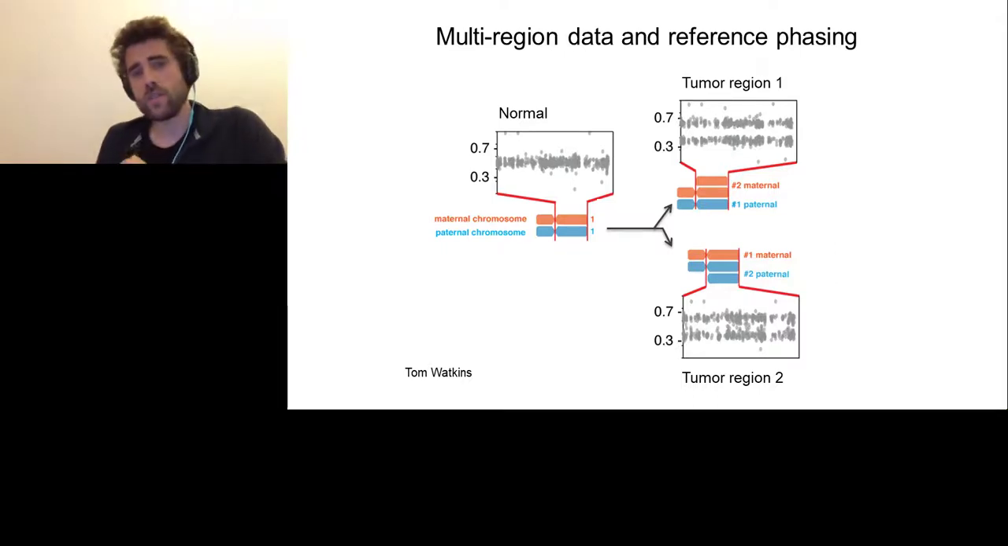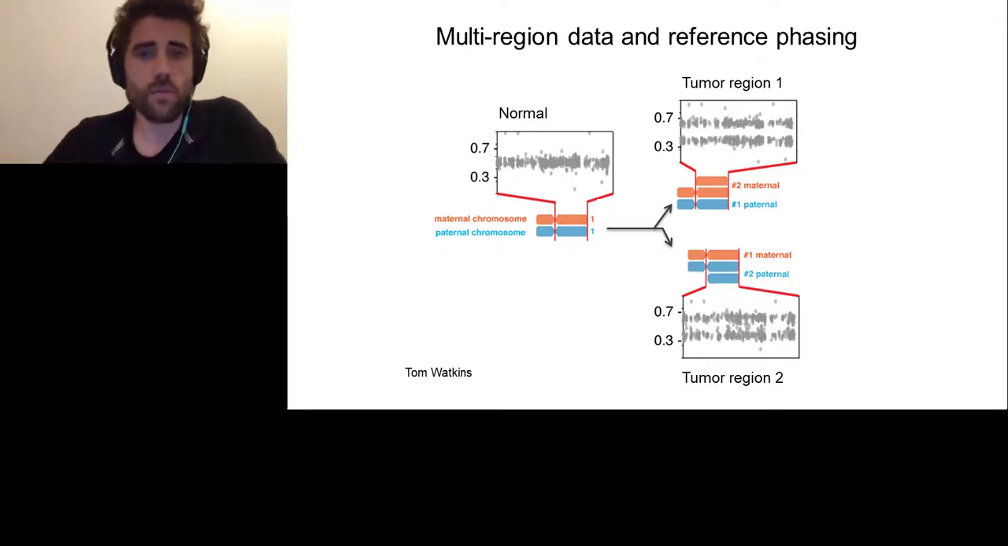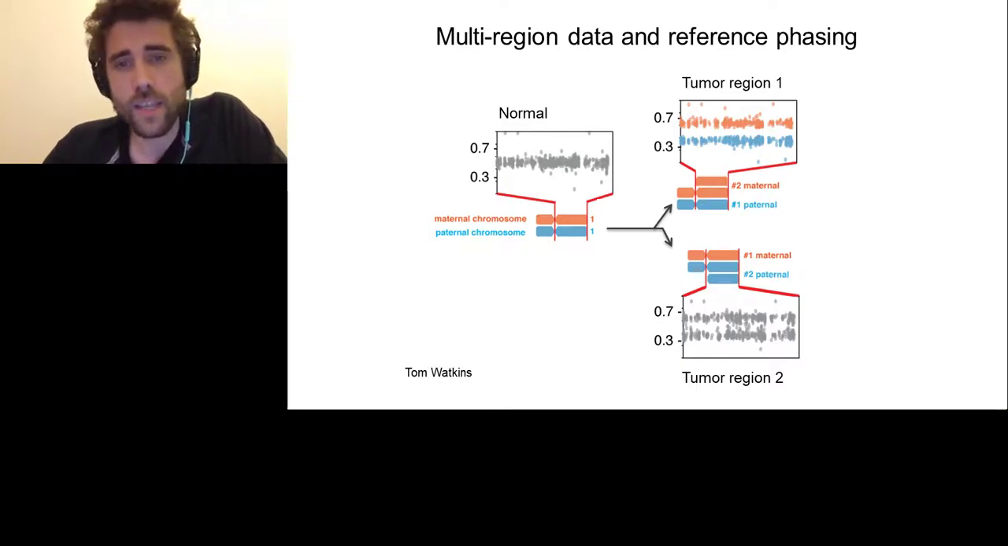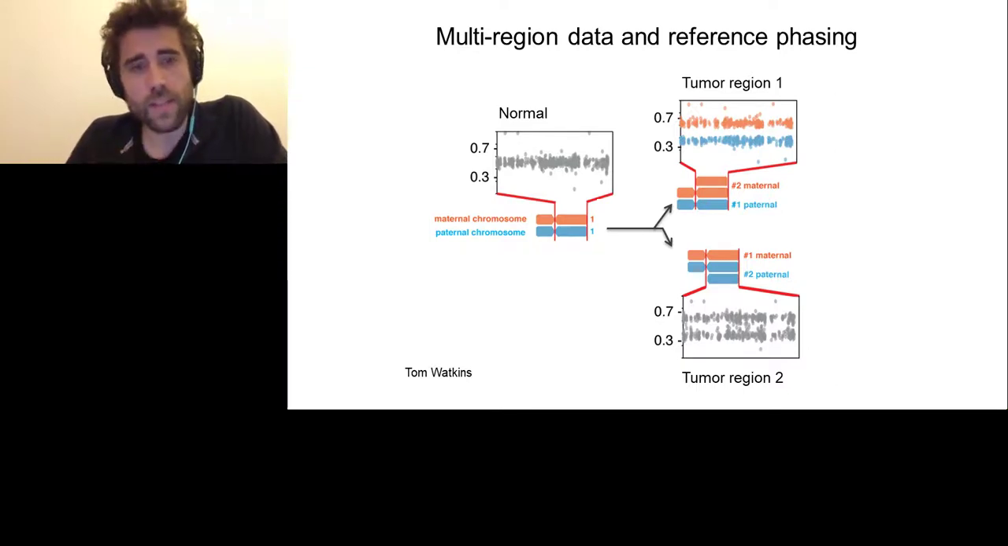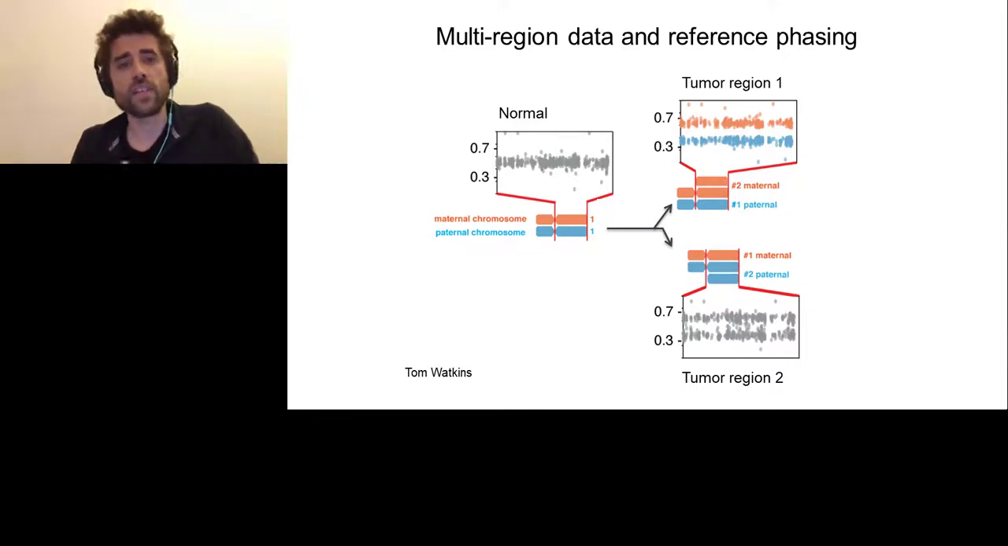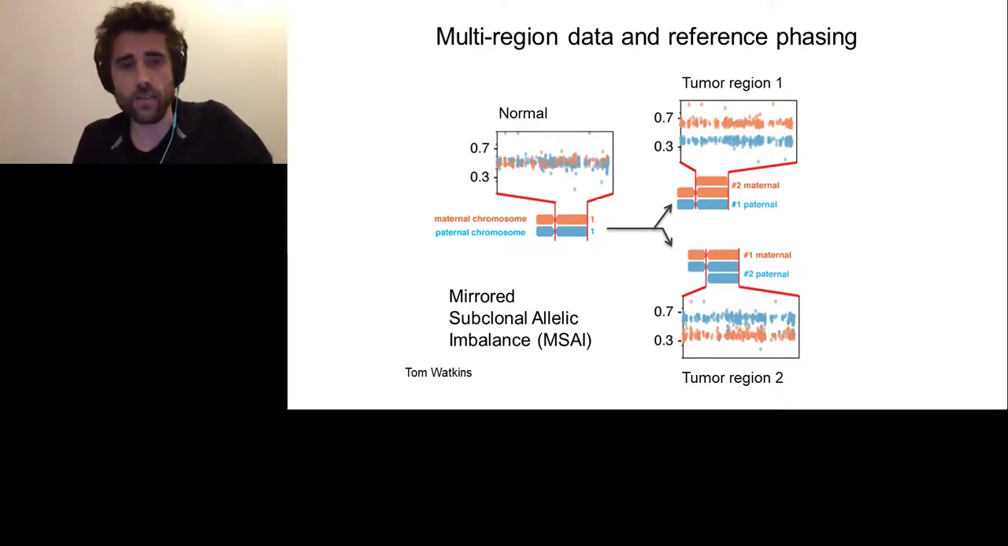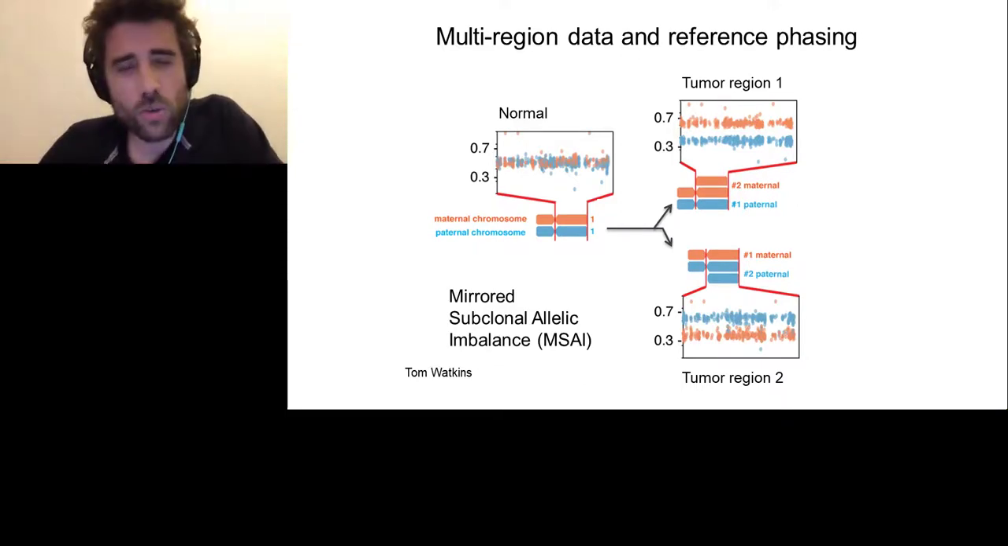So what we can do is phase these SNPs. For region 1, let's take all the SNPs in the upper band and label them as orange, and all the SNPs in the lower band and simply label them blue. Then we can apply that same phasing to the second tumor region, and now we can distinguish and say that these are clearly separate events occurring in parallel during tumor evolution. And we call this mirrored subclonal allelic imbalance.